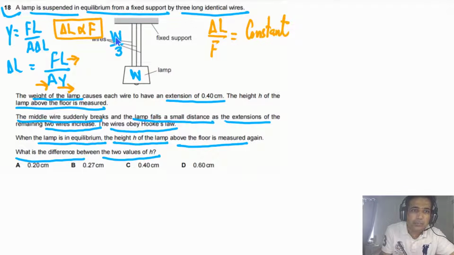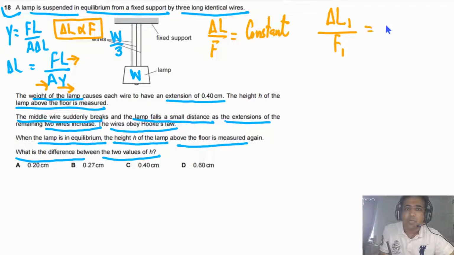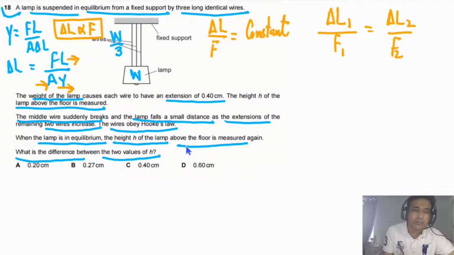So in this case, first of all, F is equal to W by 3. So we need to find out the new value of F. We can write down here in a beautiful way. We can say this is delta L1 and here we have F1. And here we will have delta L2, this will be divided by F2. And for this question, we need to find out the difference, delta H. And delta H will be equal to delta L2 minus delta L1, means the difference between these two.